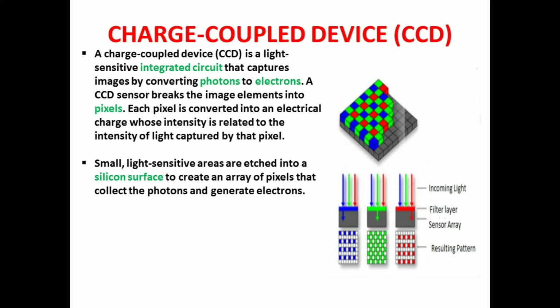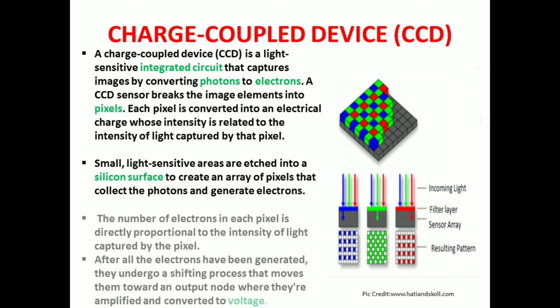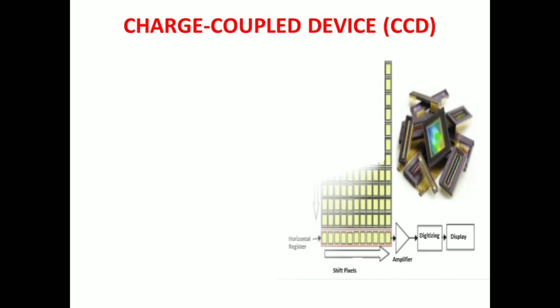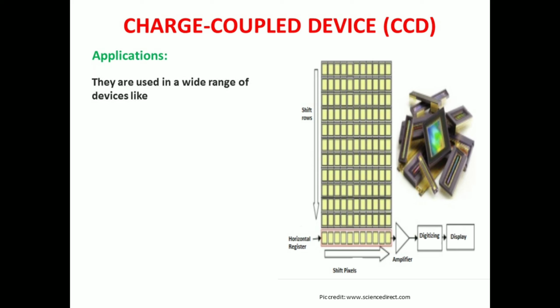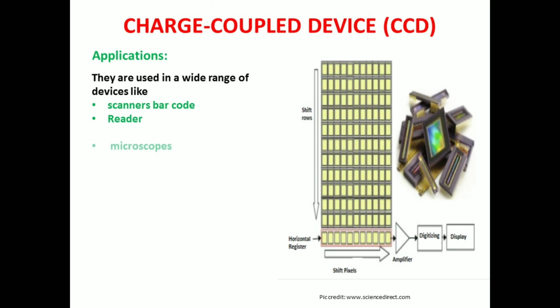Here, the number of electrons in each pixel is directly proportional to the intensity of light captured by the pixel. After all the electrons have been generated, they undergo a shifting process that moves them towards an output node where they are amplified and converted into voltage. They have a wide range of applications like scanners, barcode readers, microscopes, medical equipment, astronomical telescopes, robots, optical character recognition, and they are also used for processing satellite photographs and radar imagery.